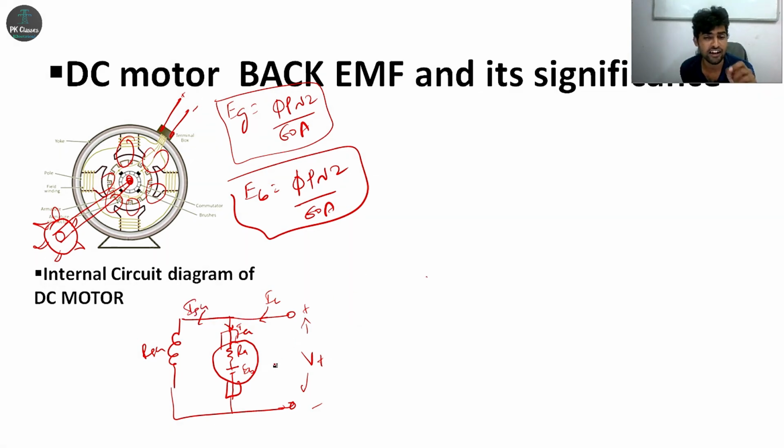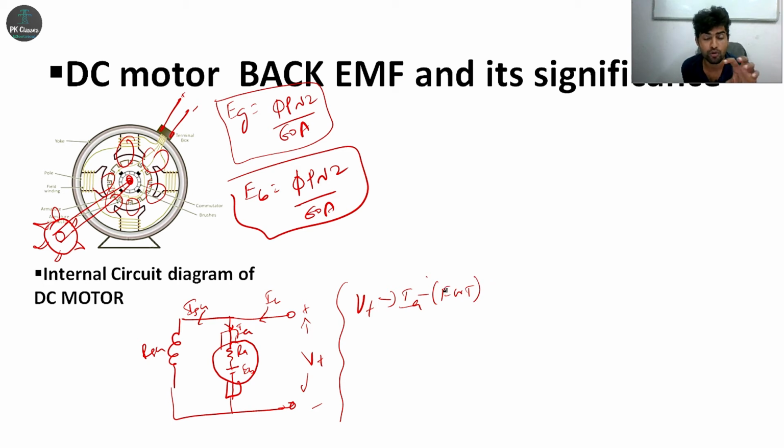According to Lenz's law, EB always opposes the cause producing it. The cause here is VT, the supply voltage. Due to VT, armature current will flow, so IA will flow through the armature conductor in the magnetic field. So what happens? It creates force or torque.